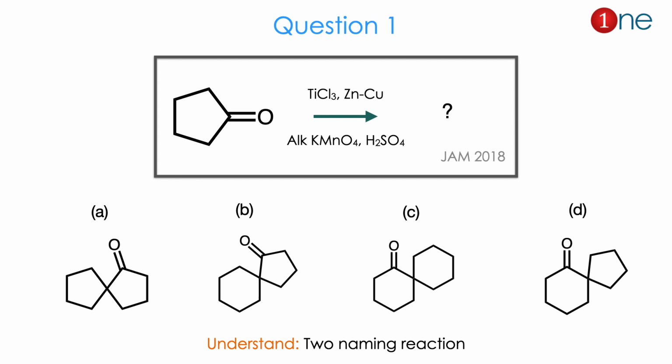Let us see question number 1. The starting material is cyclopentanone. You are using titanium tetrachloride and zinc copper couple, then alkaline KMnO4 and sulfuric acid. They ask you to find the product.